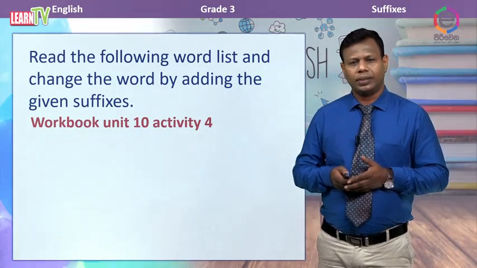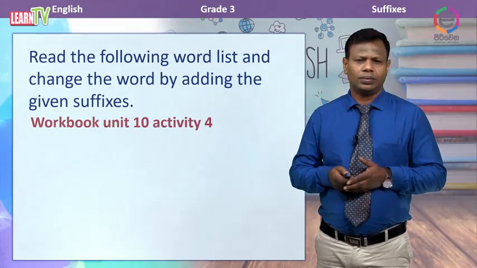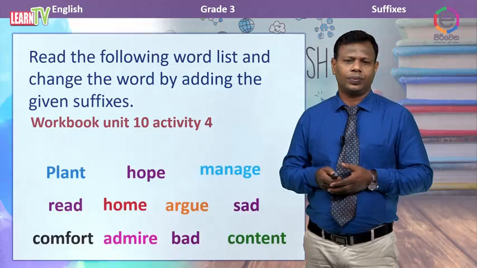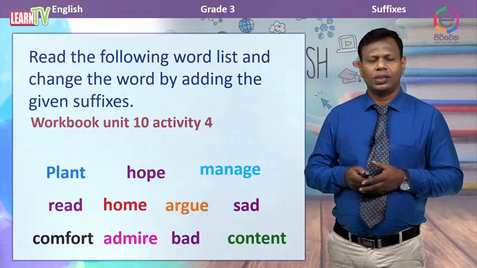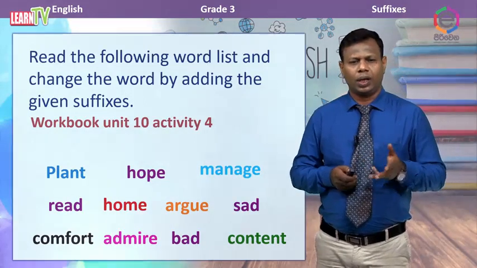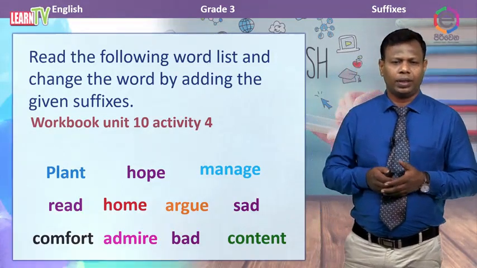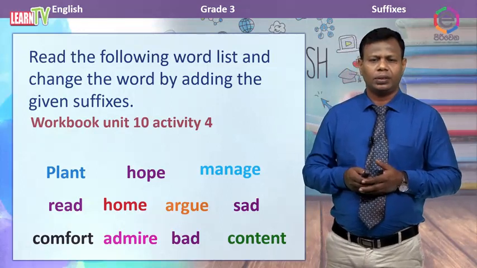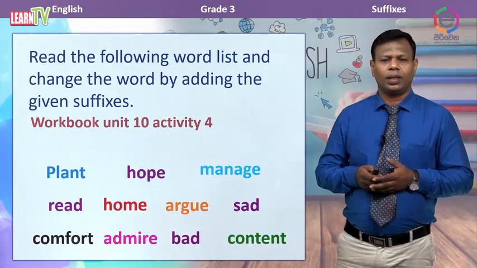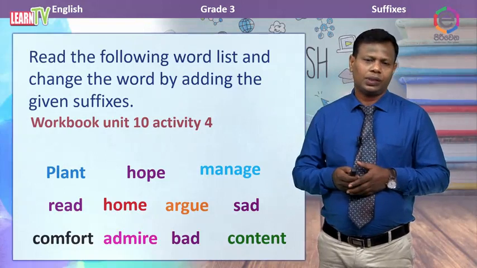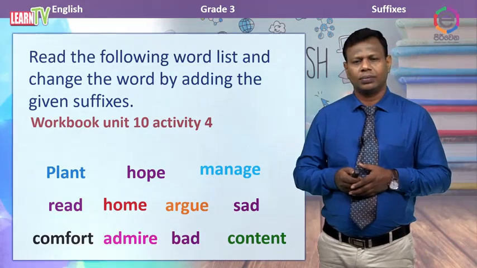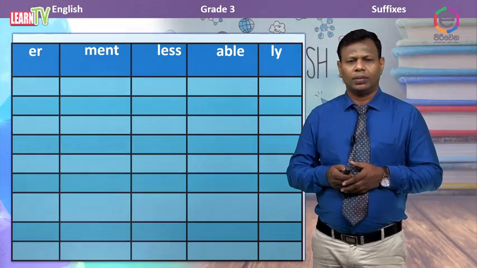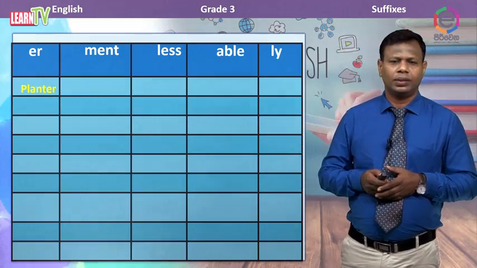Read the following word list and change the word by adding the given suffixes. Word book activity, unit 10, activity 4. Read these words with me: plant, hope, manage, read, home, argue, shed, comfort, admire, bad, content. Now, we can use these words with suffixes to make another new word. With ER, we can use plant, then you make planter.